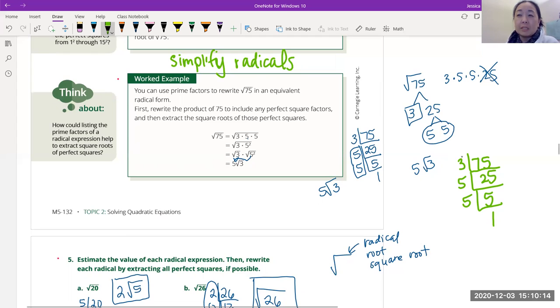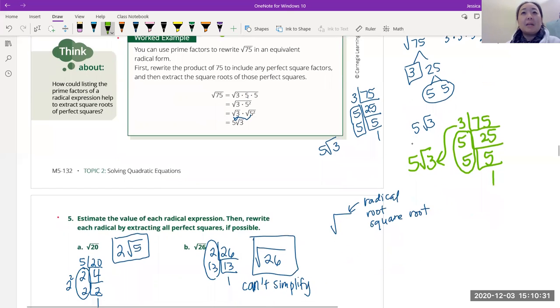Okay, now when you look at this, you're like, okay, do I have any doubles? Yes, this is my perfect square right here, 5 times 5. So that's all the perfect squares can go out. So that's 5 squared is going to be 5 root 3. All the singles stay inside, right?